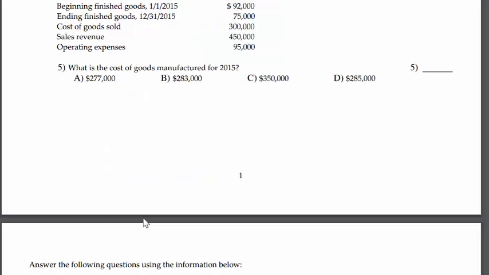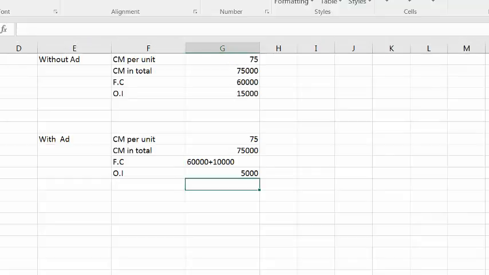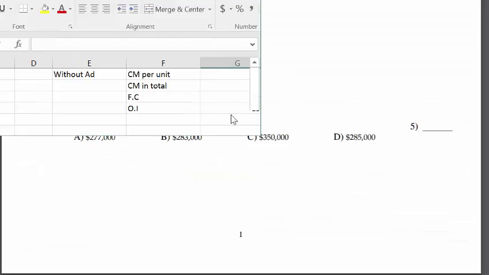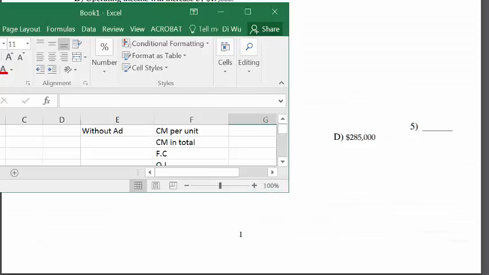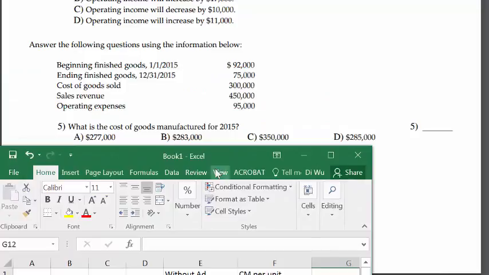Now let's take a look at question 5. So answer the following questions using the information below. So we have a beginning finished goods inventory and ending finished goods inventory and balances, CGS, sales revenue, operating expenses. So what is cost of goods manufactured for 2015? So I hope you still remember the flow chart that we have used before. So let me move this Excel file and put them in the same screen here, hopefully.